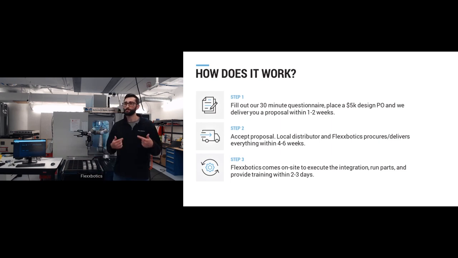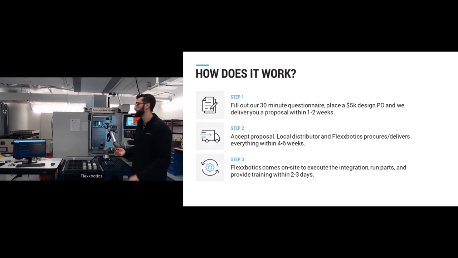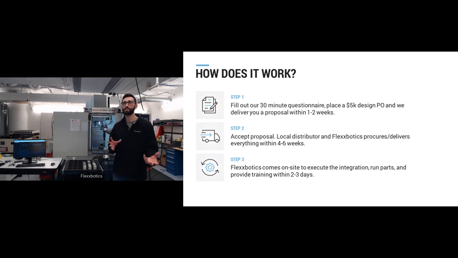At that point you have the choice to accept that proposal, and then procurement of parts happens, and then we look to distribute everything onto site. We look to get everything onto site within 4 to 6 weeks, like we said, that rapid design and implementation. Then step three is we come on site, schedule time, and it takes us about 2 to 3 days. We do everything from the full integration to validation to actually running a part, and then provide you all the support documentation requirements after.